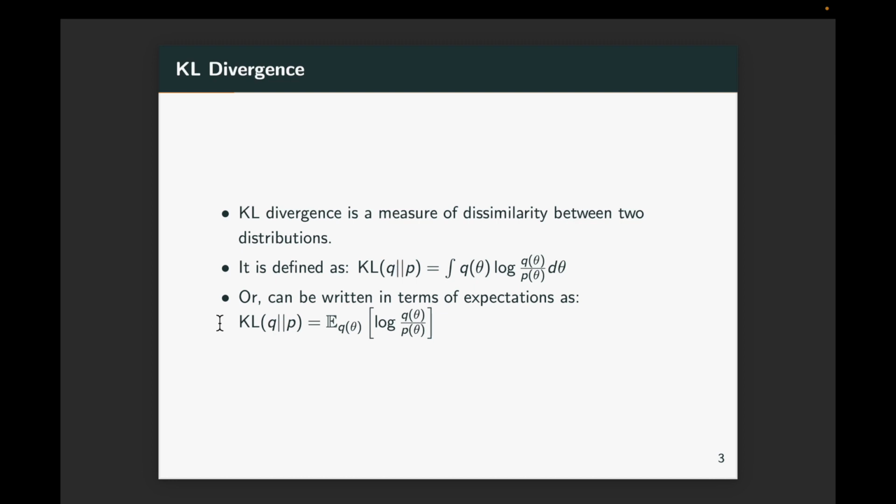We then also looked at the Monte Carlo way to get this. There we draw samples from Q. Theta i is drawn from Q, and then you plug in log of Q of theta i over P of theta i, and then you average it over the n samples that you draw. That is the Monte Carlo way to approximate the KL divergence.